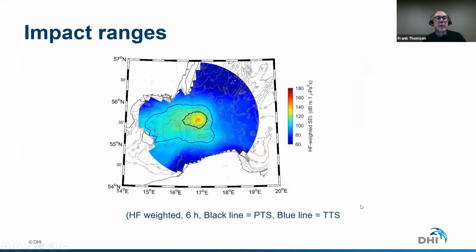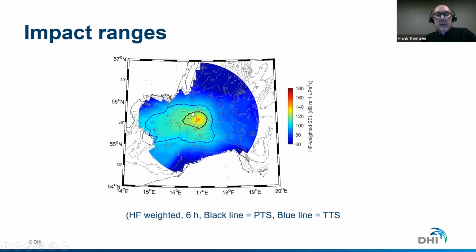And this is shown here. This is what you get when you have your criteria, your numerical noise modeling, and so on. You get impact noise maps denoting impact ranges. And this is again for the Polish Baltic and pile driving. The sound pressure and sound exposure levels are given here. And you have, weighted, the impact ranges here. For PTS, it's the black line. For temporary threshold shift, it's the blue line. And this is for harbor porpoises after 6-hour pile driving.